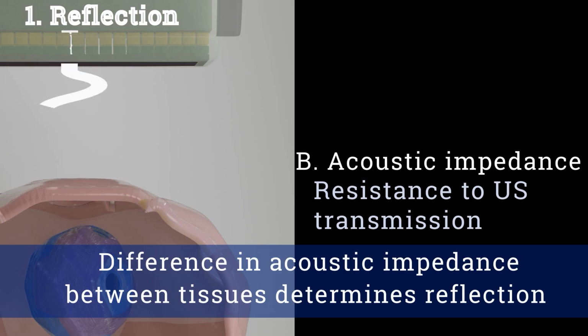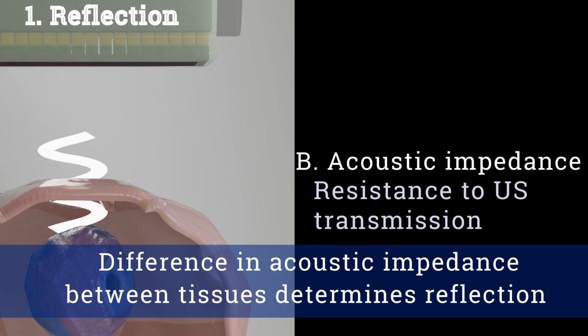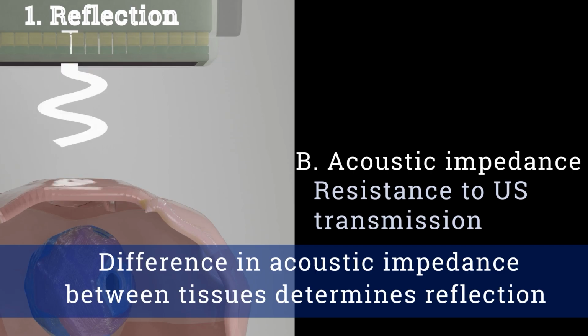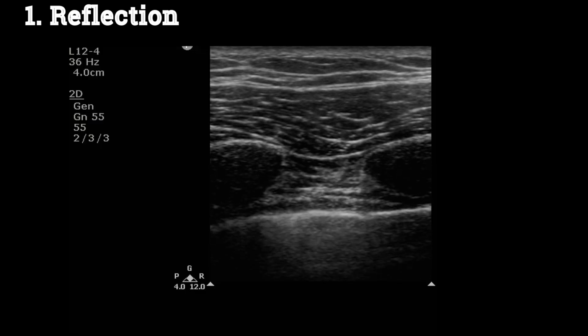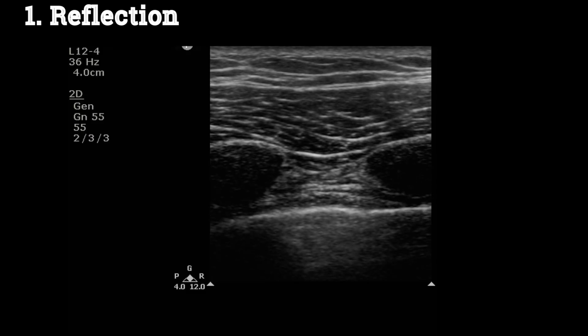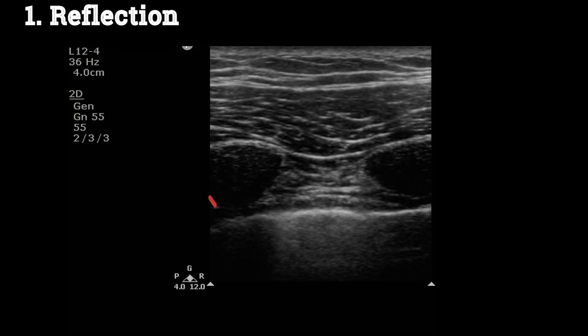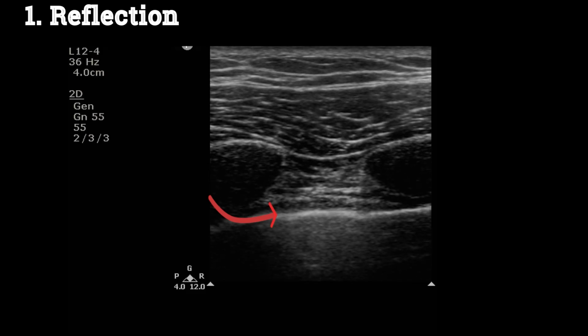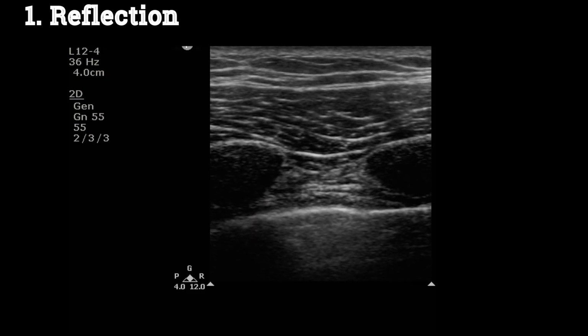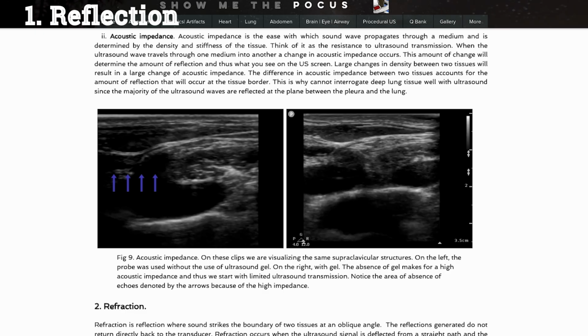Large changes in density between two tissues will result in a large change of acoustic impedance. The difference in acoustic impedance between two tissues accounts for the amount of reflection that will occur at the tissue border. This is why we cannot interrogate deep lung tissue well with ultrasound, since the majority of the ultrasound waves are reflected at the plane between the pleura and the lung, and thus very little ultrasound penetrates any further. Another example is as follows.